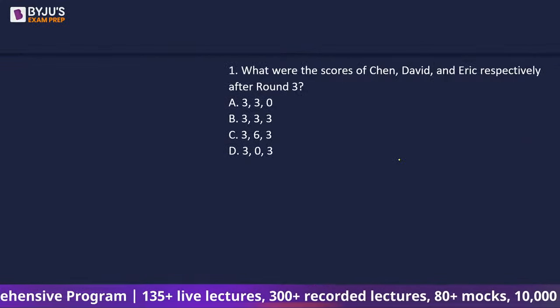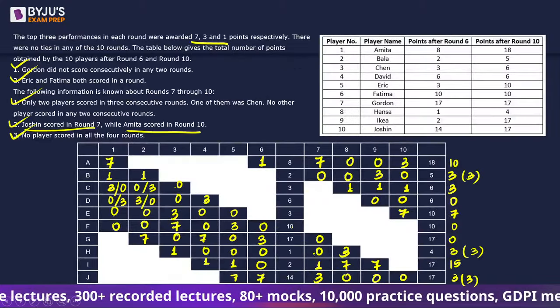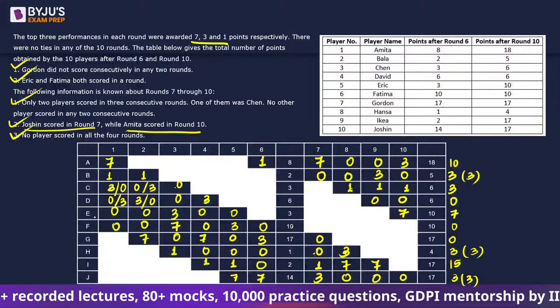Let's look at the questions now. What were the scores of C, D, E respectively after round 3? C, D, E after round 3.